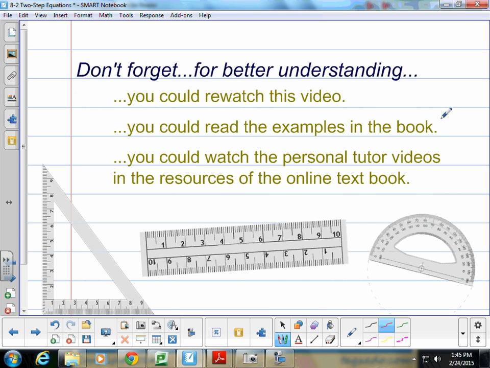So rewatch, watch somebody else's. A lot of information there, so make sure you're going back, rechecking. Main thing to remember, inverse operations when solving. Best of luck.